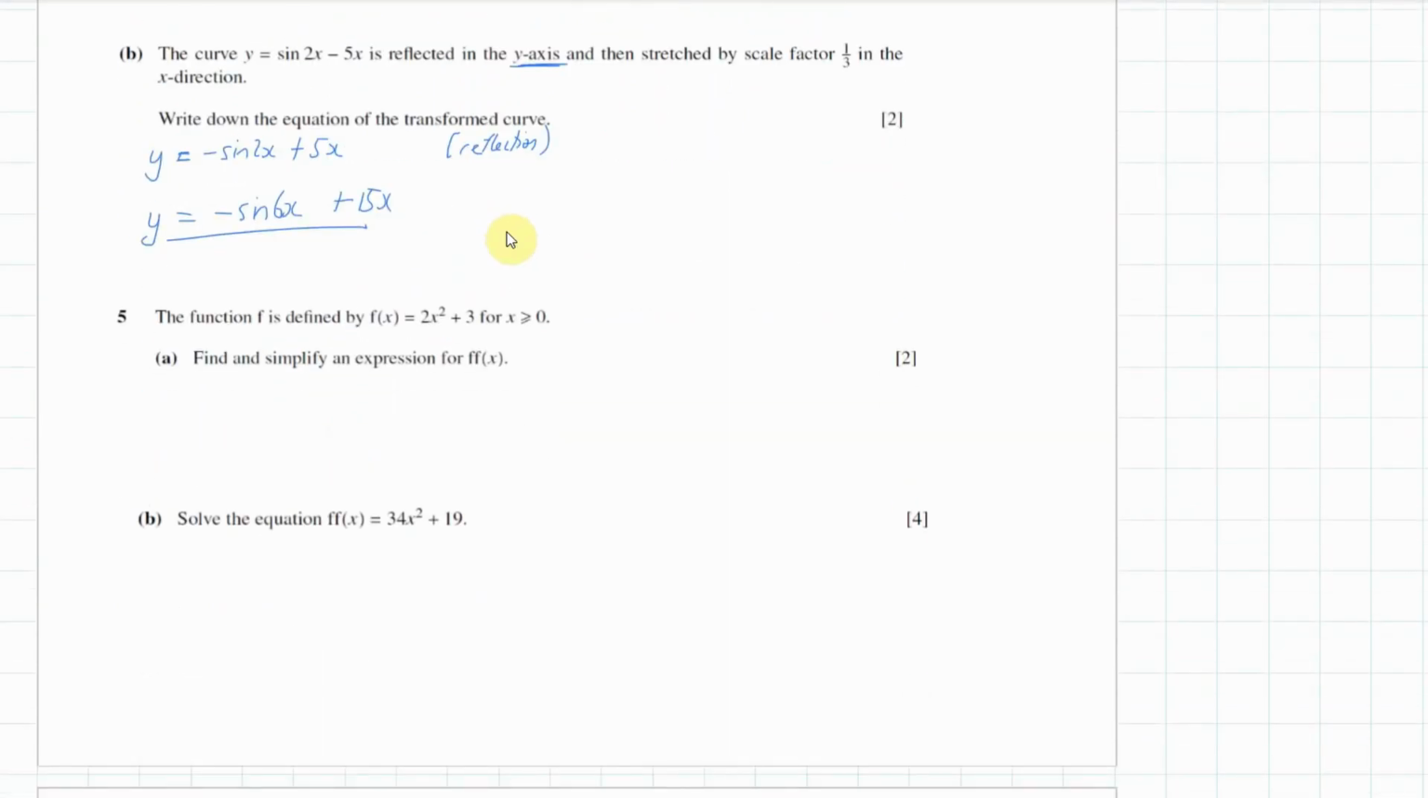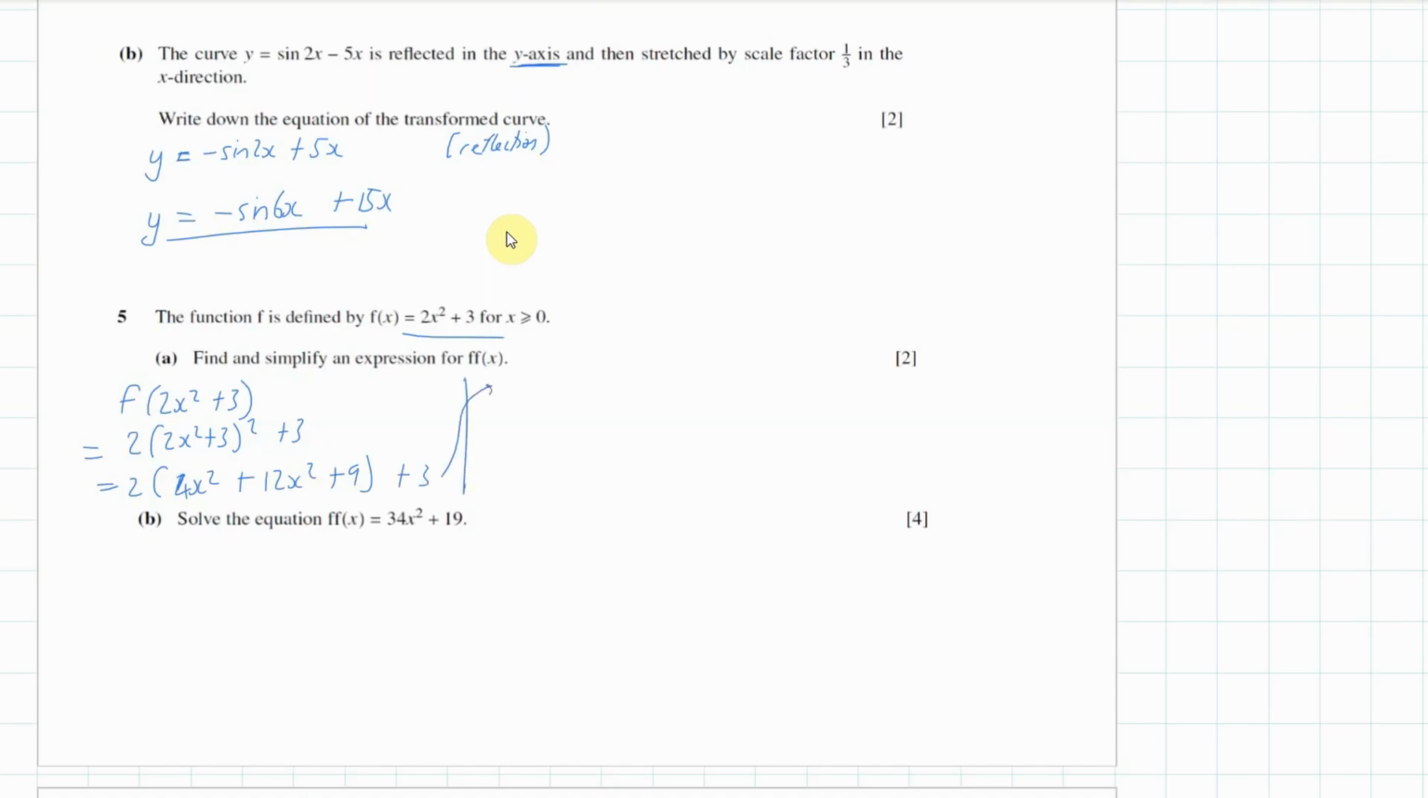Okay. Now the next one, we've got this function here. We've got to find and simplify an expression for f(f(x)). So we're putting this into itself. So it will be 2 bracket 2x squared plus 3 all squared plus 3. And now we've got to simplify it. So that would be, I guess, 4x squared plus 6x plus 12x squared plus 9 plus 3.